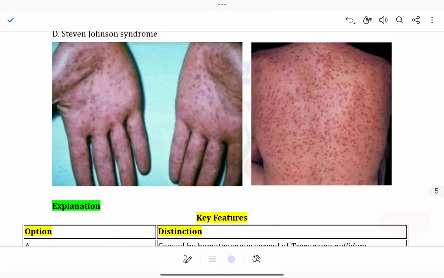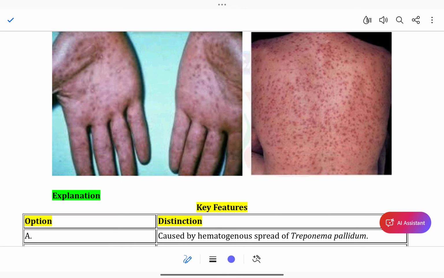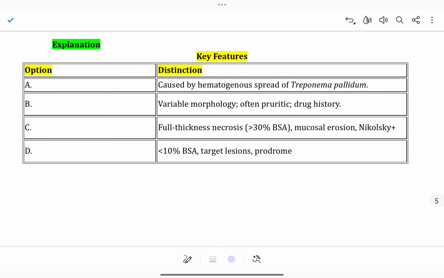See, according to this picture, there is a rash on the hand, palm, and back of this truck driver. Come to the explanation and key features with a few additional pieces of information. Caused by hematogenous spread. How does syphilis spread? Hematogenous. And the causative agent is Treponema pallidum. So this is secondary syphilis.